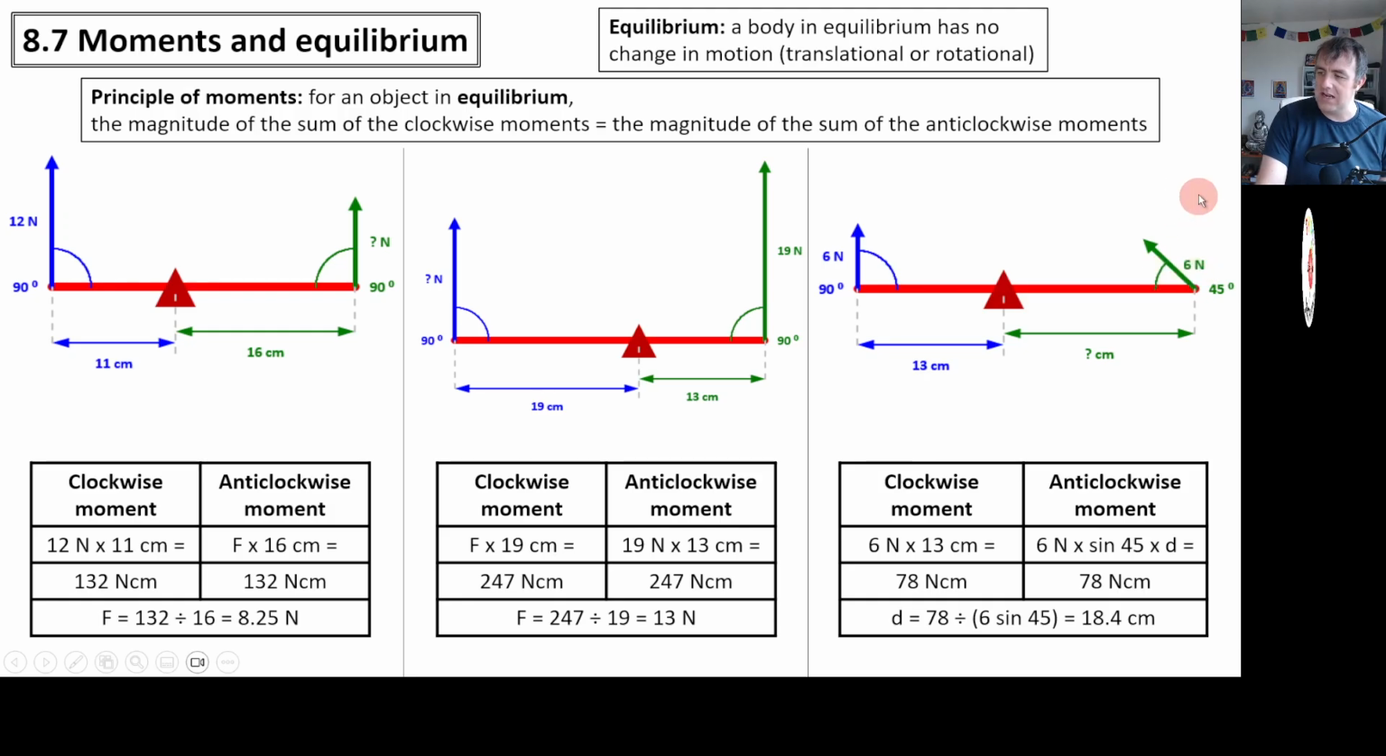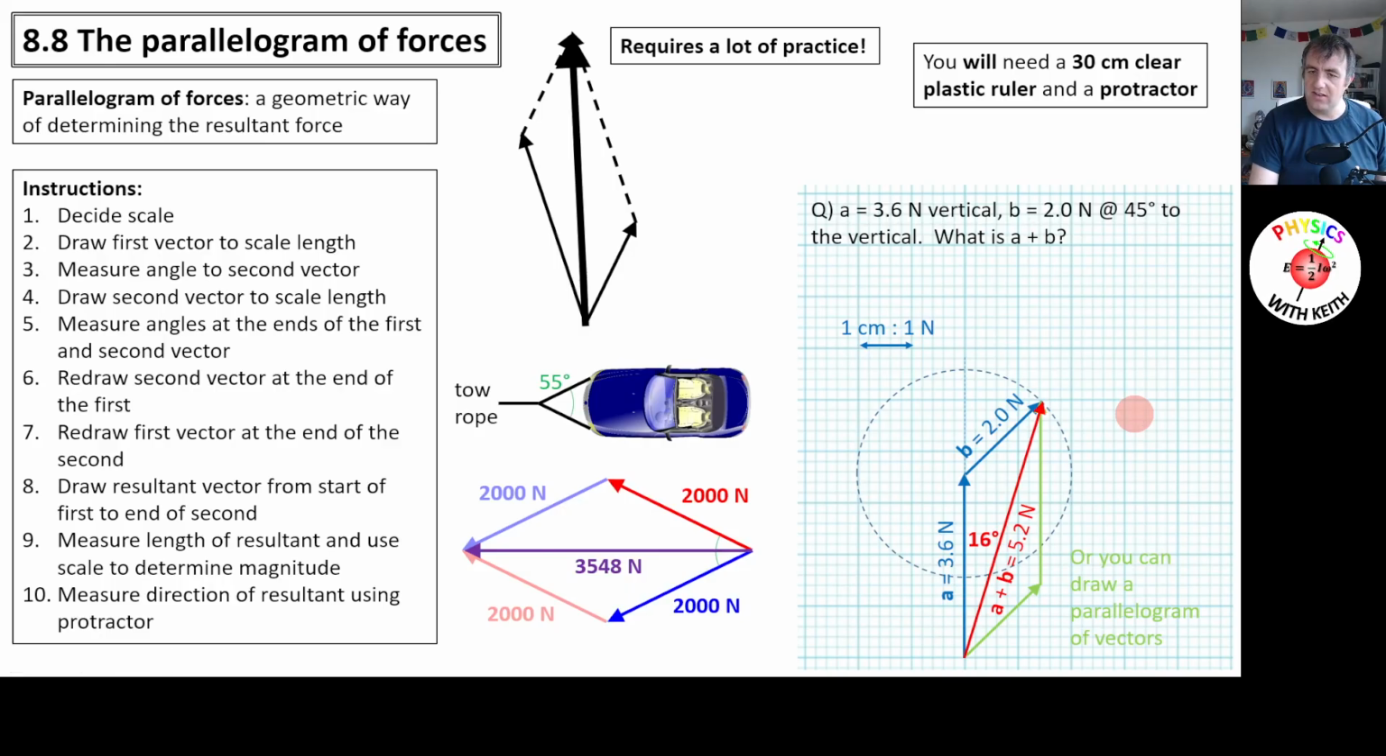I'm after the perpendicular component of the force. So 6 times the sine of 45 times whatever this d is, I don't know what that is, has to be equal to the moment clockwise, which is 78 newton centimetres. Newton centimetres, not newtons per centimetre, because we're timesing a force in newtons by a displacement in centimetres. If the displacement was in millimetres, newton millimetres. It doesn't matter. If the displacement's metres, newton metres. Anyway, we can do the maths. We end up with 18.4 centimetres. Nearly there. 2 lessons left.